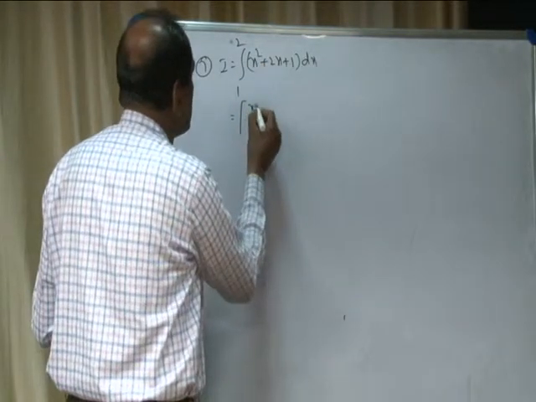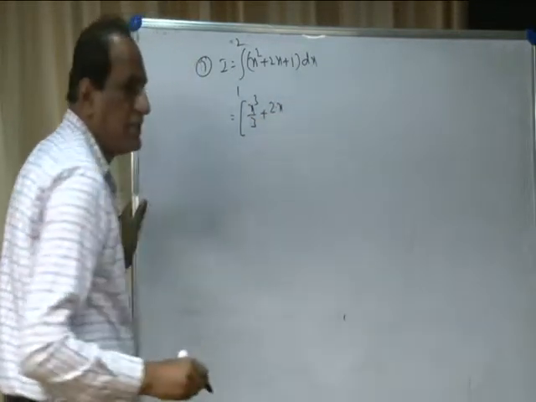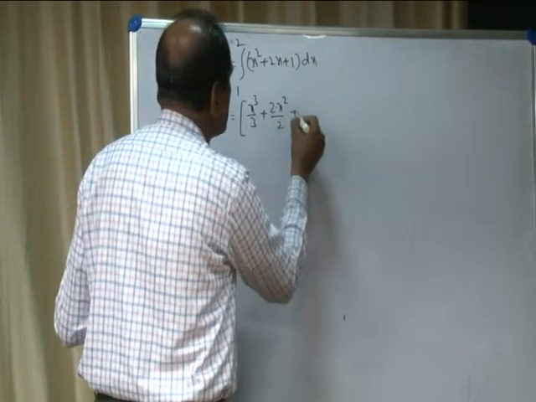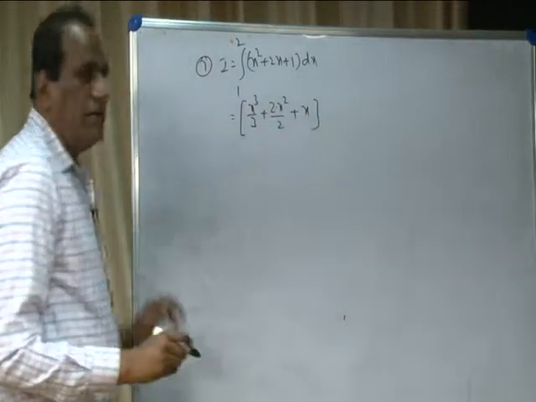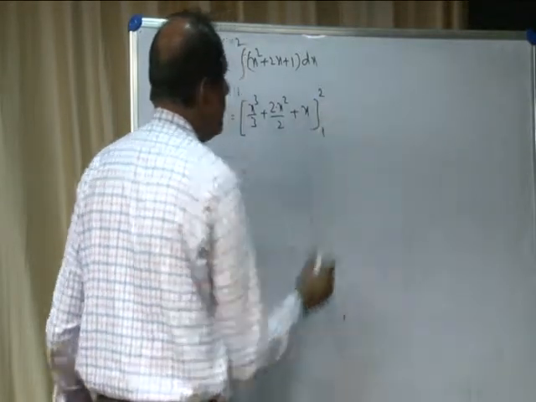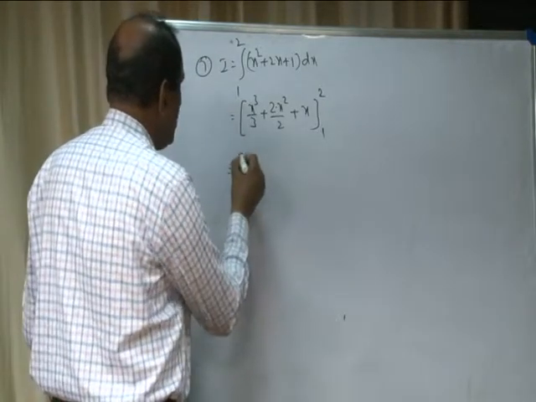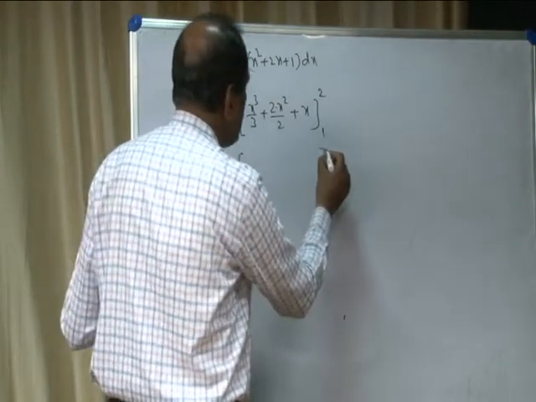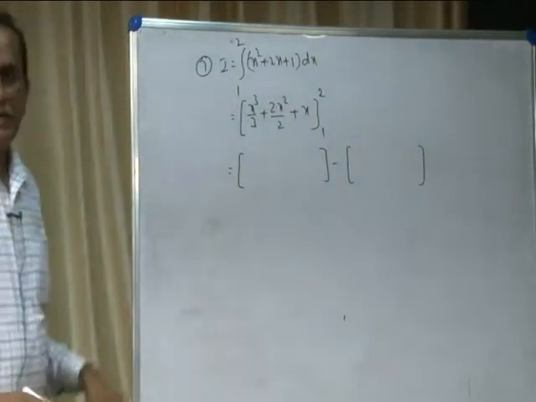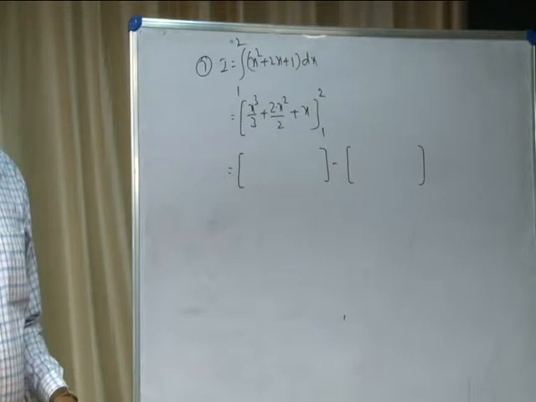x square integration is x cube by 3, plus 2 into, 2 is a constant, x integration is x square by 2, plus 1 with respect to x integration is x. Integration process is over. Now, between the limits 1 and 2, first apply the upper limit in the first bracket, minus apply the lower limit in the second big bracket. There are 3 terms, a trinomial expression inside the integrand, integrate 3 terms.